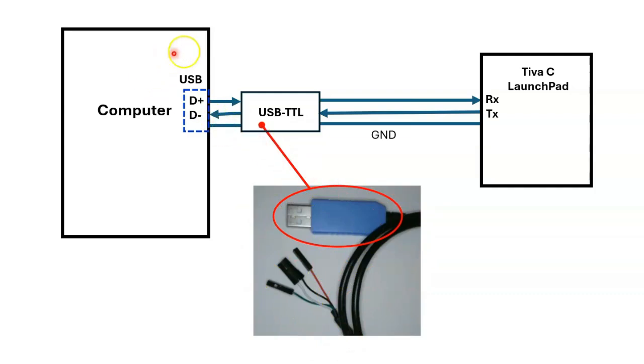All right, so here is a block diagram of the overall connection. So from the USB port of the laptop or computer, using the USB to TTL cable, I can then connect it to the TIVA C-Series Launchpad board. Now let's take a closer look at these connections here.